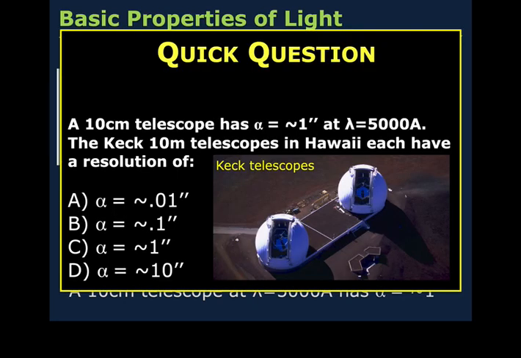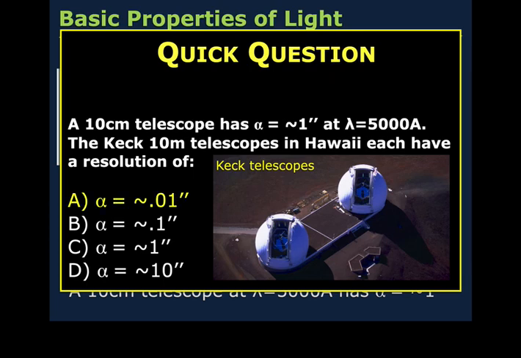So with that in mind, consider this as just a quick question. A 10 centimeter telescope has a resolution of about 1 arc second at a wavelength of 5,000 angstroms. Going by this, the Keck 10 meter telescopes in Hawaii, so telescopes with 10 meter mirrors, each have a resolution of what? Think about it for a second. See if you can just remember what the relationship would be without going back to the equation. Take a second and then I'll highlight the answer.